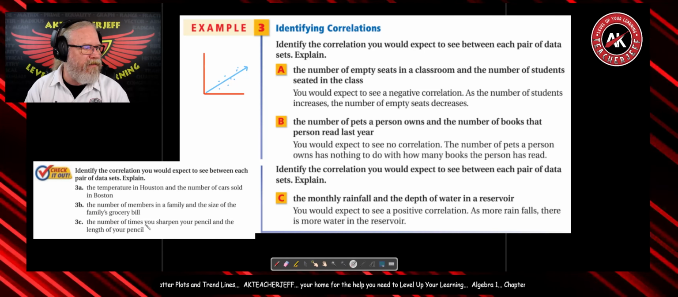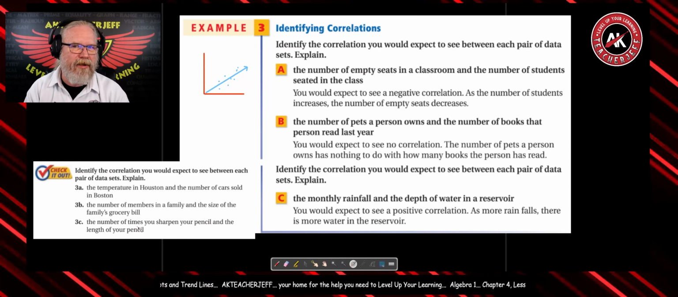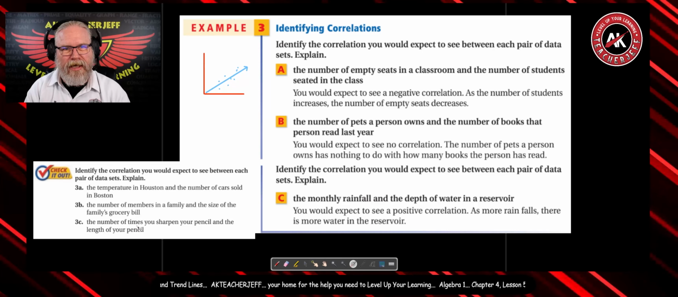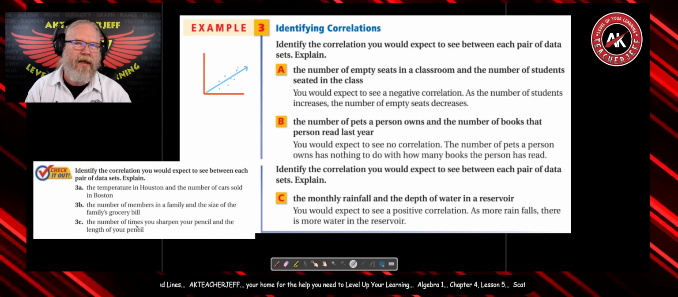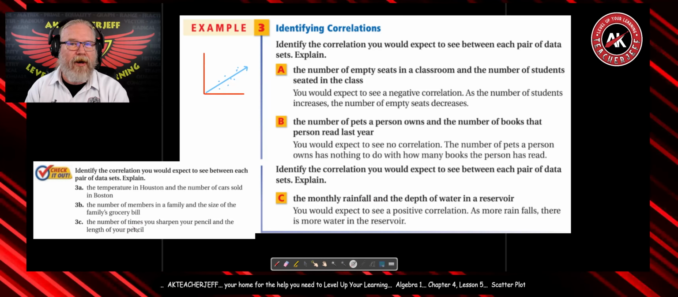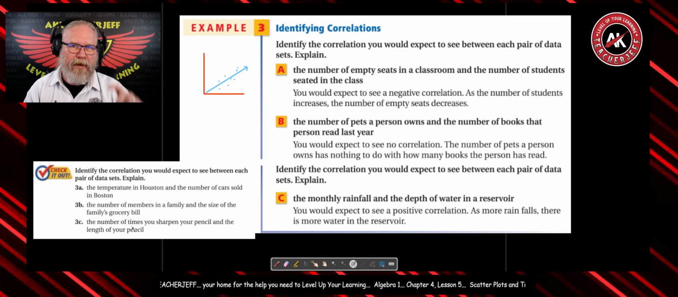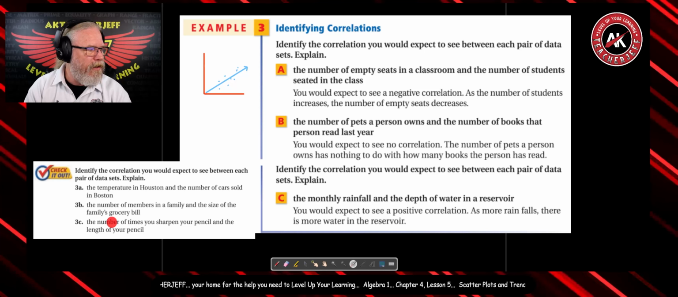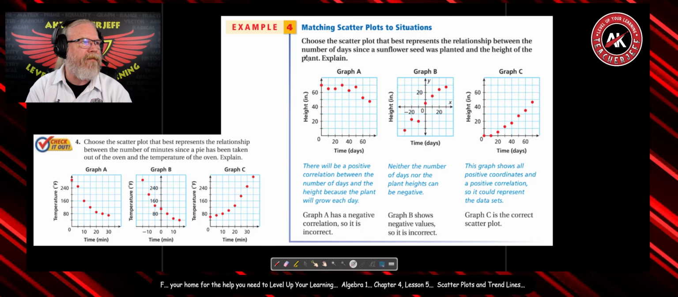3C is the length of time you sharpen your pencil and the length of your pencil. I've got to laugh, because I think of a student standing over at the pencil sharpener, grinding that pencil down, looking at it, blowing on it and grinding it some more because they just don't want to return to their seat. But the longer you sharpen your pencil, the shorter your pencil gets. So as you increase the amount of sharpening time, you decrease the length of the pencil. 3C would definitely be a negative correlation.